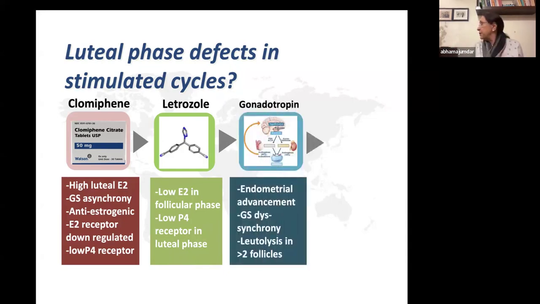Then we come to gonadotropins and endometrial effects. Gonadotropins can lead to very high E2 levels. And once the E2 levels go up, as we have all seen on the day of HCG, the progesterone levels might also be higher. Once the progesterone rises, there is a glandular stromal dyssynchrony. And if there are more than 2 follicles and we do not give anything after stimulation with gonadotropin, we would find that luteolysis has started, because the LH surge which happened could not support more than 1 or 2 follicles in totality.